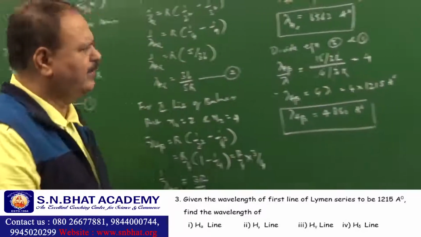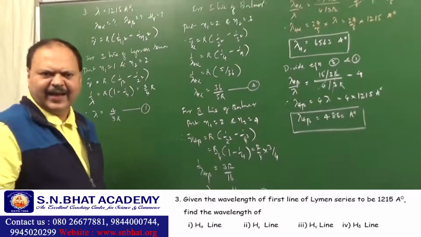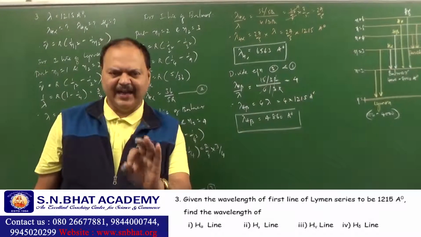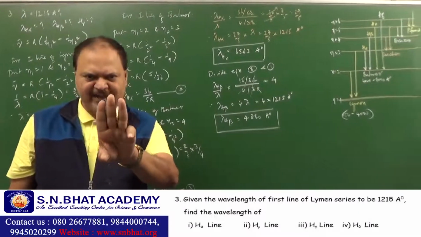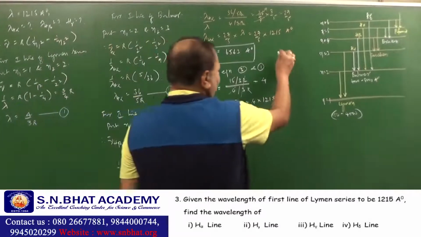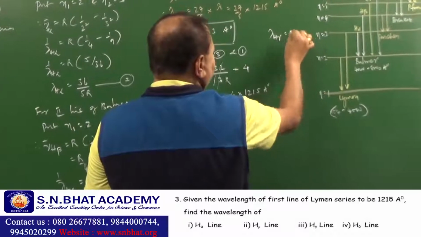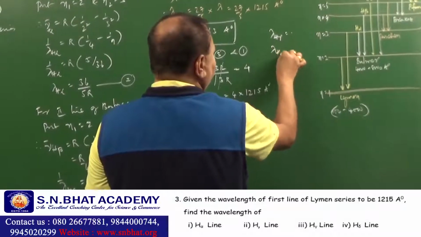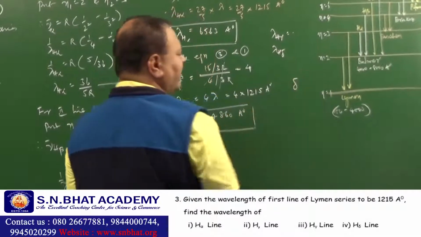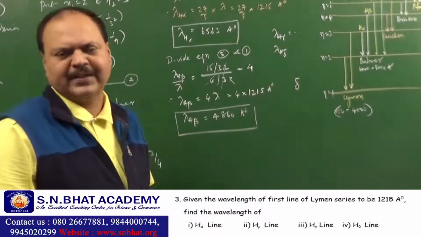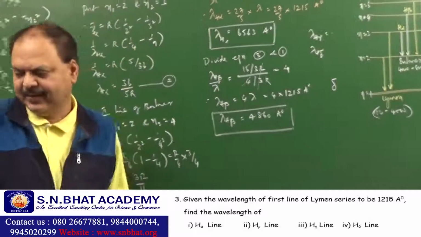Did you follow this? In the same way you get it for H delta. H gamma is the third line. Next is H delta. You calculate that. Take it as a home assignment and calculate that.